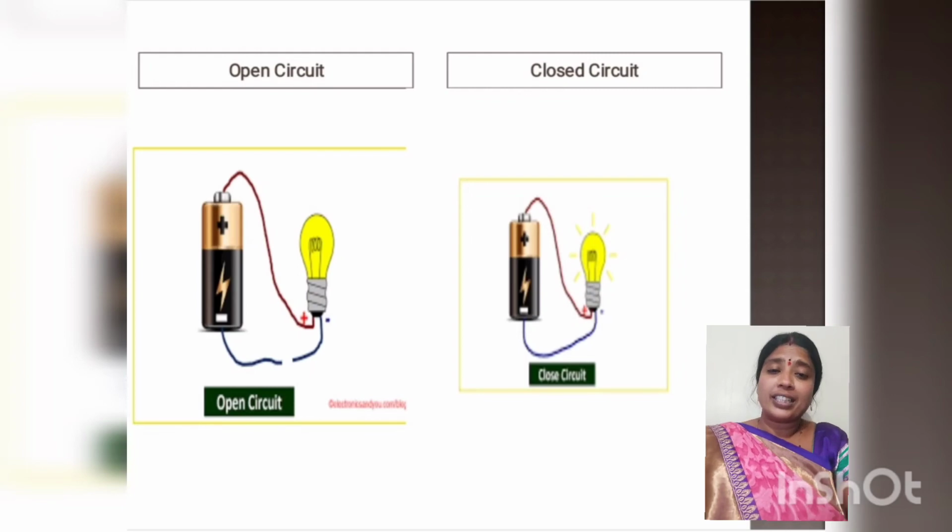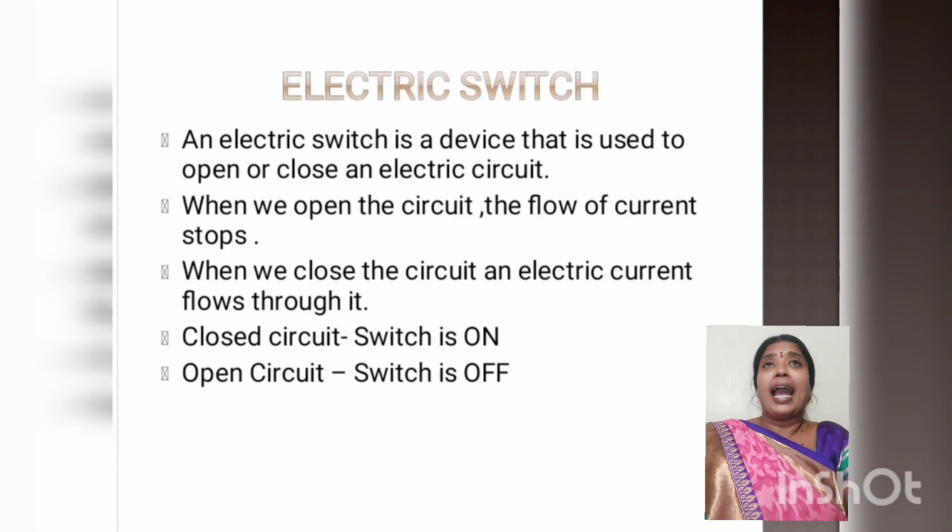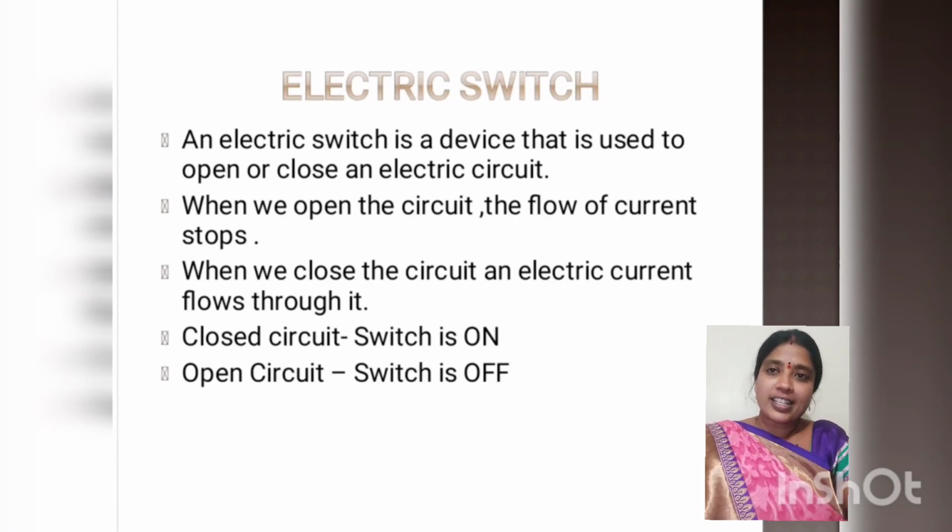Now whether the circuit is open or closed is decided by the electric switch. At our home, you cannot keep the wires simply open because if you touch them, then you may get an electric shock. So to control the flow of current at our homes for different appliances, we use an electric switch. Now what is an electric switch? It is a device which is used to open or close the electric circuit. In other words, you can also say that it is a device which is used to control the flow of current, to stop or start the flow of current.